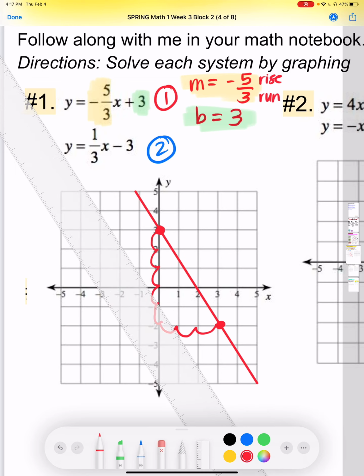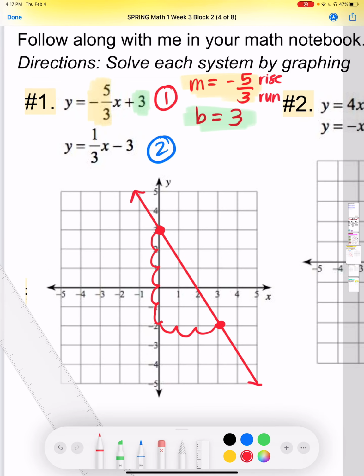And then make sure that both of your lines have arrows at the end to show that they continue on forever. I'm going to do the same thing with my second equation. So I'm going to write down my slope, write down my y-intercept. So my slope is 1/3. My y-intercept is -3. I'm going to highlight both of those, show you where I'm grabbing that information from.